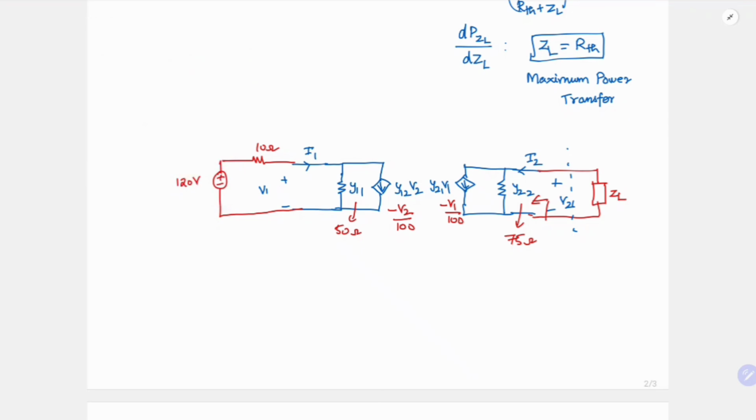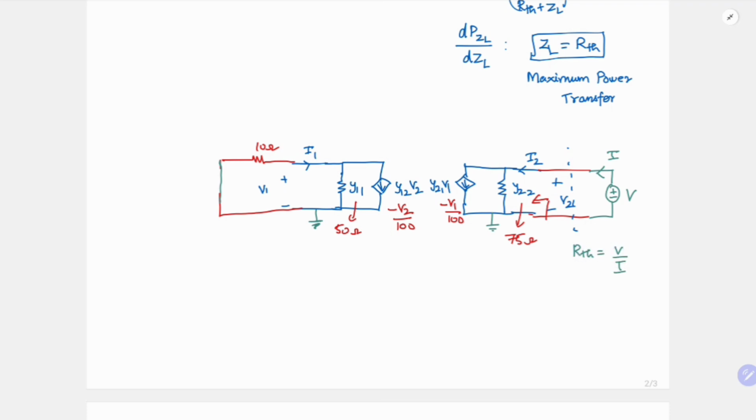So now if you look here, to find RTH, you first need to disable all the sources. So you need to short your voltage source, right? And for reference, I can take this node as ground. Since this two-port network contains controlled sources, I cannot directly find my RTH by simplifying the circuit. So what I will do is connect a voltage source here of value, let's say V, and then find the current drawn by the circuit. Then my RTH is nothing but V by I, right? Okay, so now let us proceed with that.